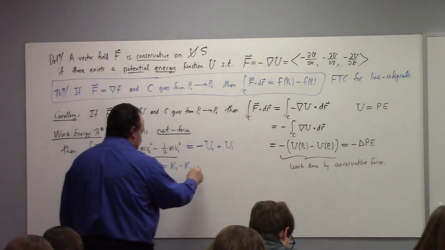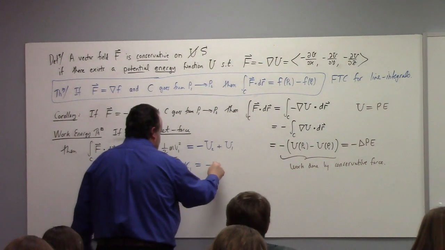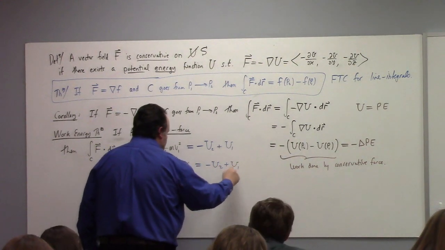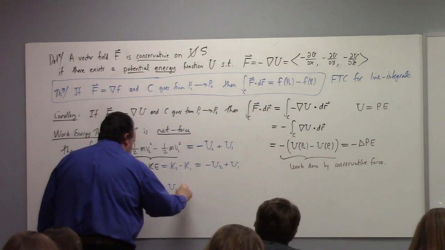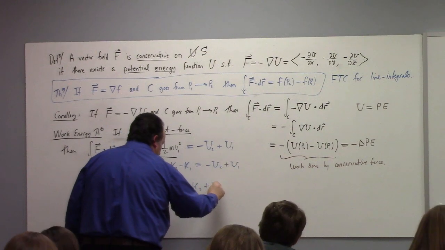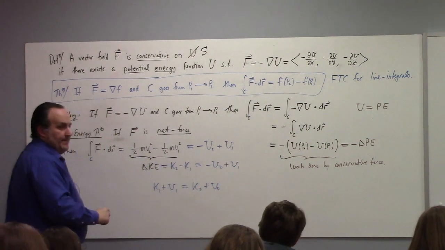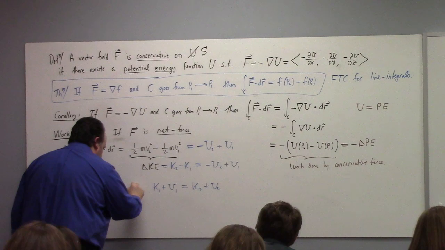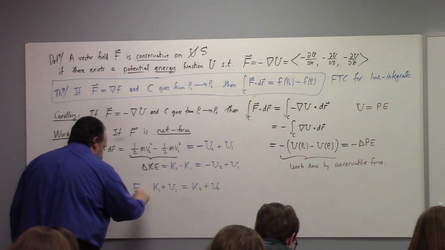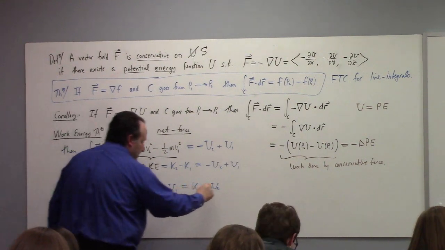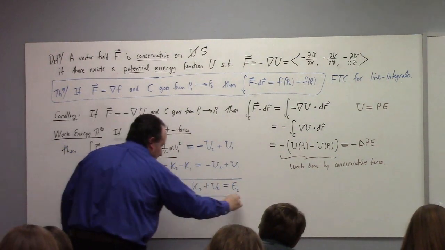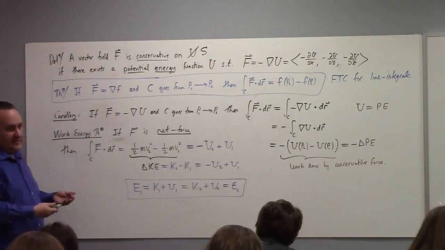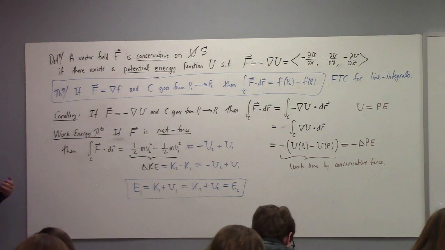And so what do we got? We have K2 minus K1 equals minus U2 plus U1. So what does this give us? This gives us that K1 plus U1 is equal to K2 plus U2, right? So this is what we call total mechanical energy. E1 is equal to total mechanical energy E2. This, my friends, is conservation of energy. Conservation of energy happens when the net force is a conservative force.